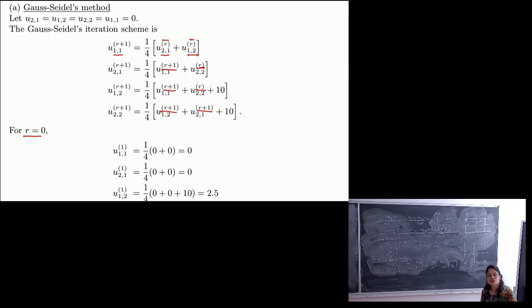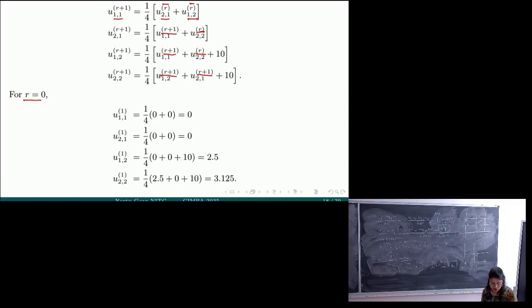For simplification, your 0 iteration you can assume to be 0, just like I am doing it here. So, when you put your rth iteration as 0 and put every value here, clearly u1 1 is 0 by putting that value here, u2 1 is 0, u1 2 is 2.5 and u2 2 is 3.125.